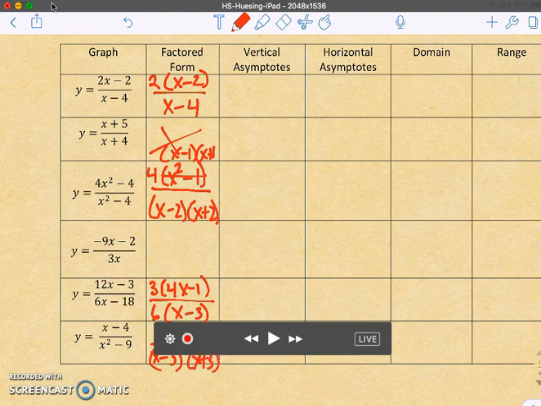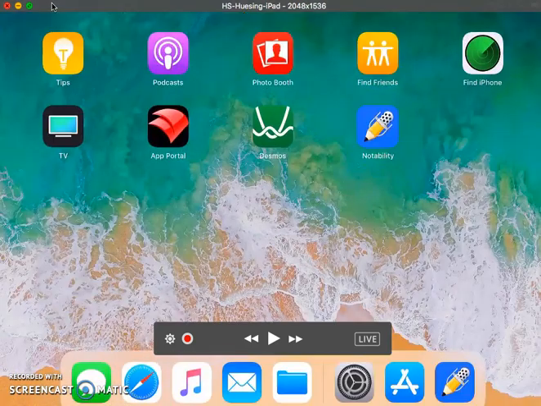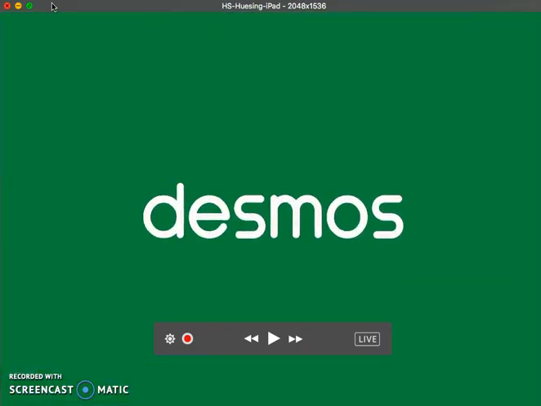So the next thing you're going to do is go to Desmos and graph this. You can just graph the regular one. So let's go to Desmos.